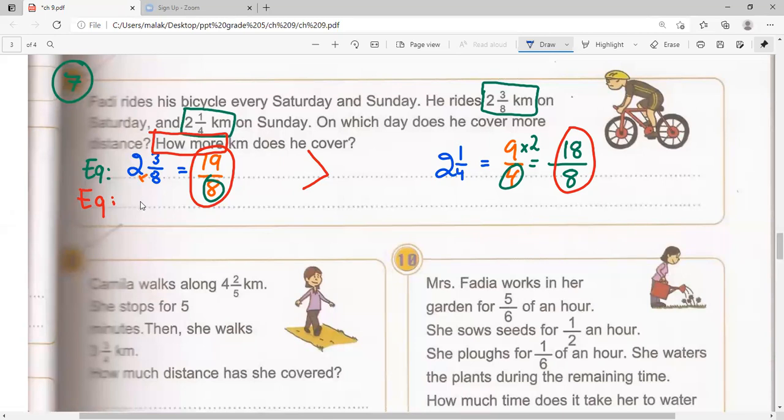1. Right, so we are finding their difference. So 19 over 8 minus 18 over 8 equals how much?